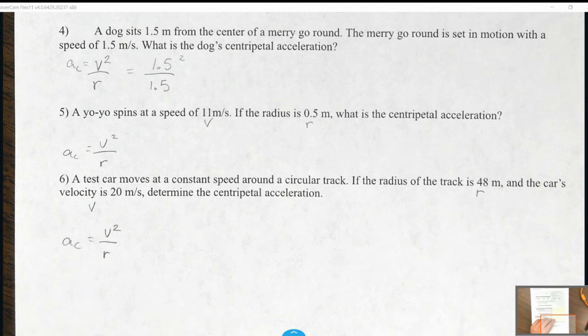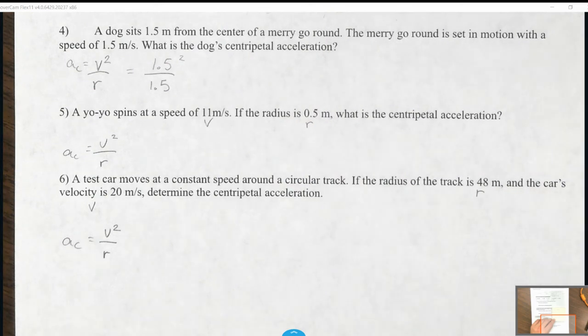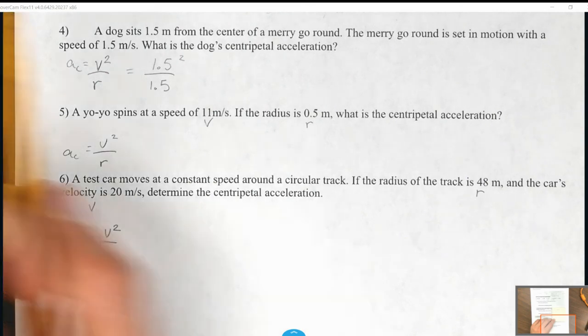Mr. Lombardo? Yes. Give me one second. What's the unit? I was about to ask what that was. Yep. Okay, so the unit for centripetal acceleration is meters per second squared. Good question. And then the rest of you guys should be able to easily crank out, okay?